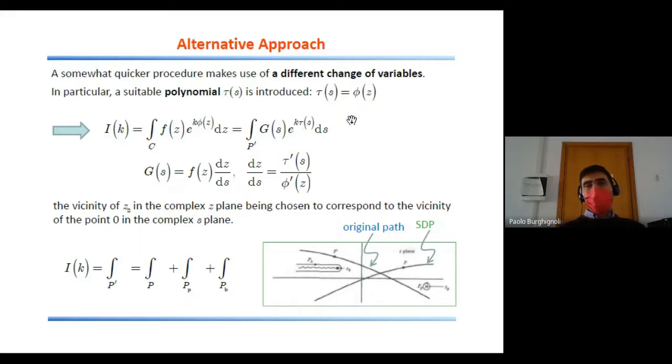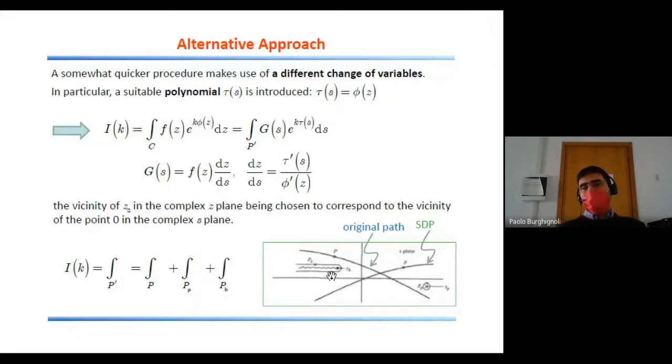Now, with this mapping, with this change of variables, we have a mapping between the old complex plane z and the new complex plane s, in which the vicinity of the old saddle point zs becomes the vicinity of the origin 0 in the complex s plane. So we have our integral along p prime. I think that the figure is not so clear, but however, p prime would be this path here, just as an example. This should be deformed to become the steepest descent path, let us call it P, that goes through the origin or close to the origin.